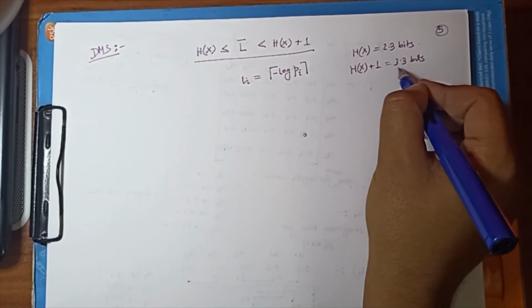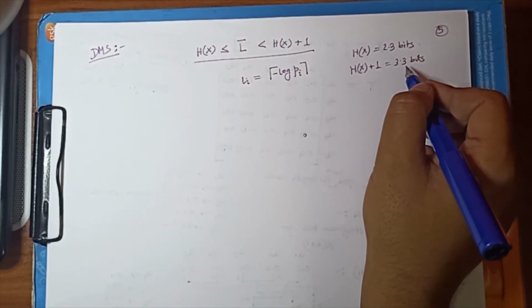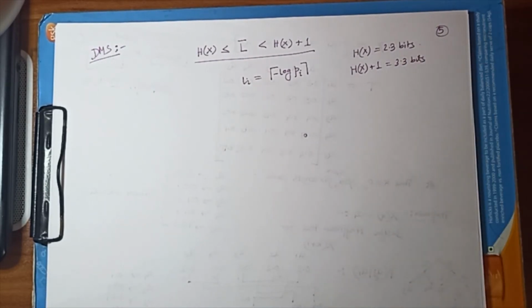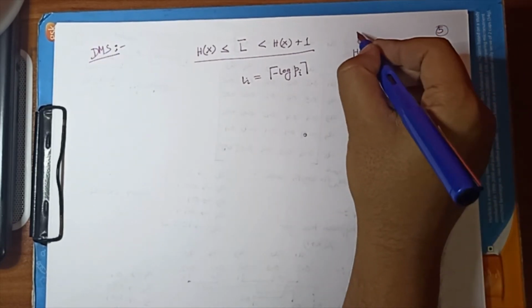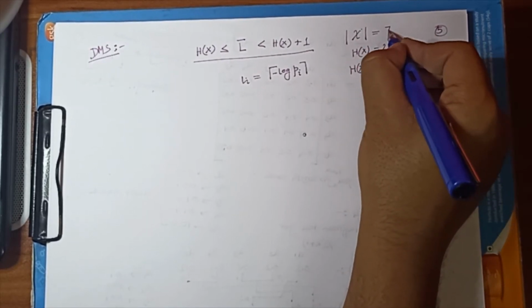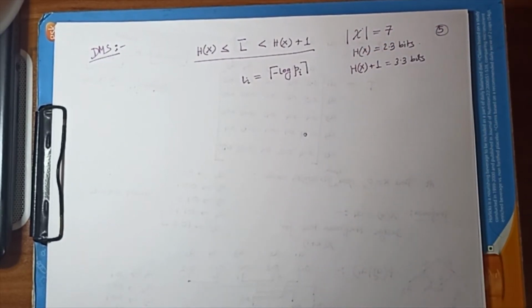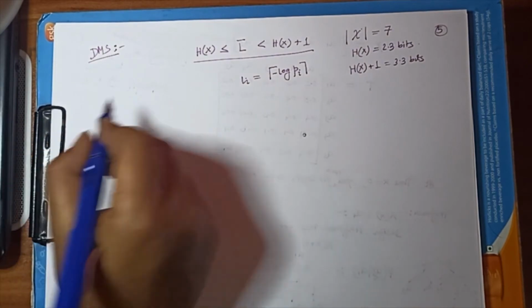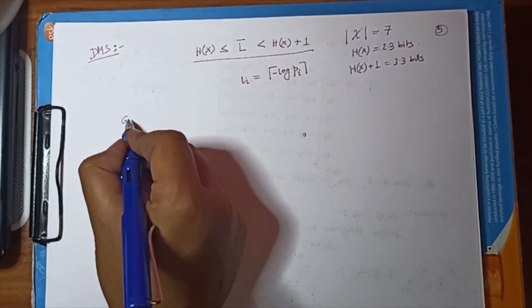So if you find some 3, that is not good enough. It is possible to do 3 bits per symbol using simple fixed length encoding for many cases. Suppose the cardinality of the alphabet is, say, 7. You can easily do it using 3 bits per symbol. So H(X) plus 1, 3.3, is not really helping me. What can we do? Instead of taking one symbol at a time, you can group symbols.